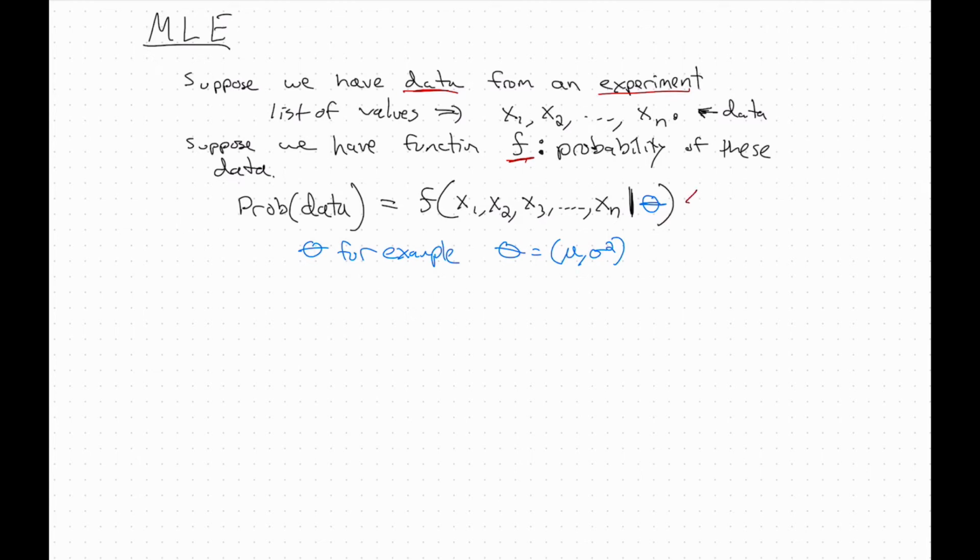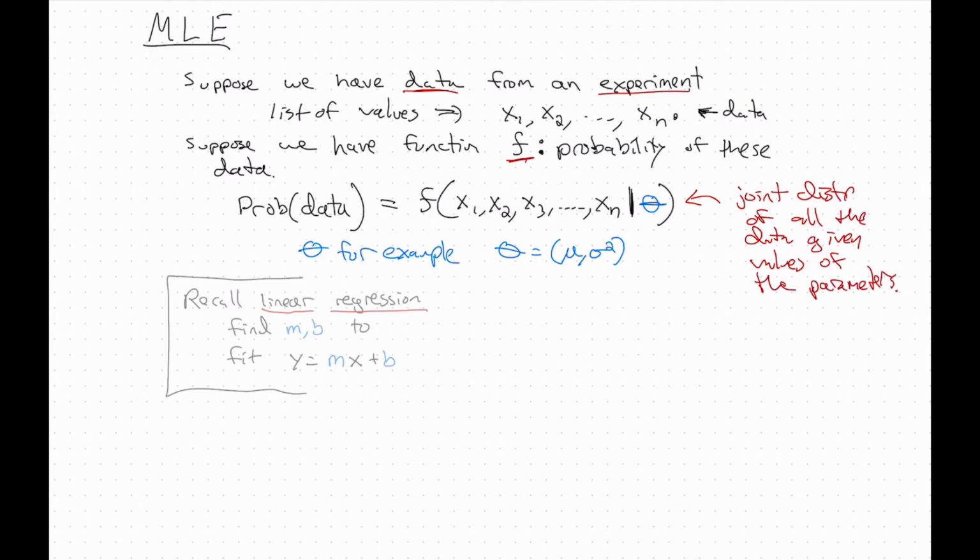So what this is giving us is the joint distribution of all the data given values of the parameters.